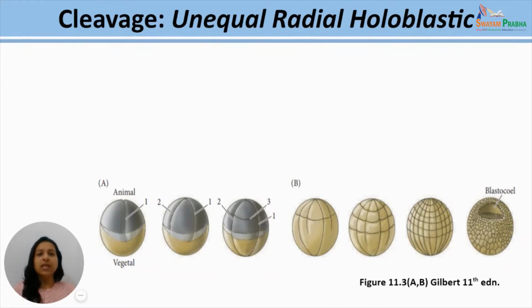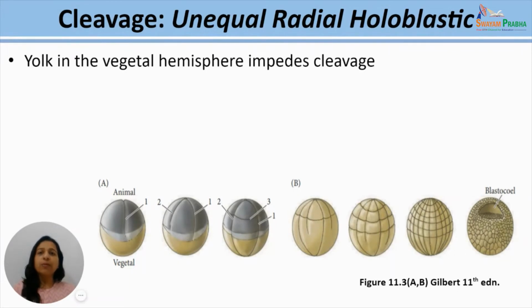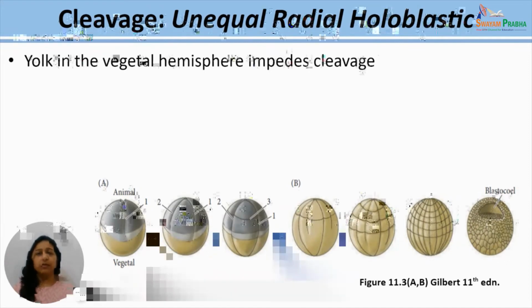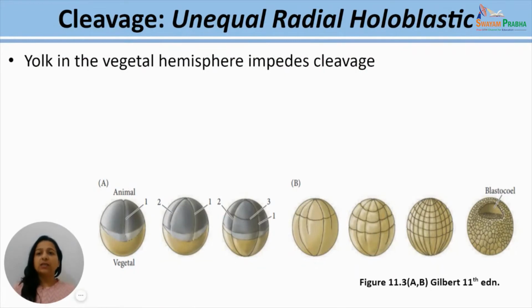So after fertilization, a zygote is formed, and a zygote has to undergo the process of cleavage. The cleavage in amphibians is an unequal radial holoblastic type. As we know, the ovum in amphibians contains a moderate amount of yolk, and most of the yolk is concentrated in the lower half or the vegetal half of the ovum. So this type of ovum is mesolecithal in nature. Yolk which is accumulated in the vegetal hemisphere will give a hindrance or impedance to cleavage.